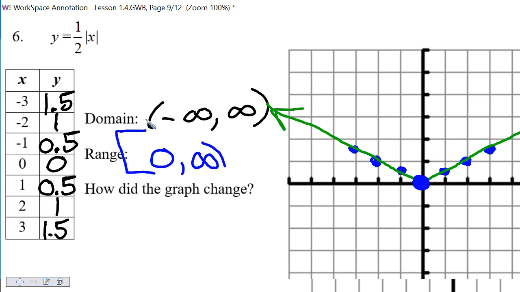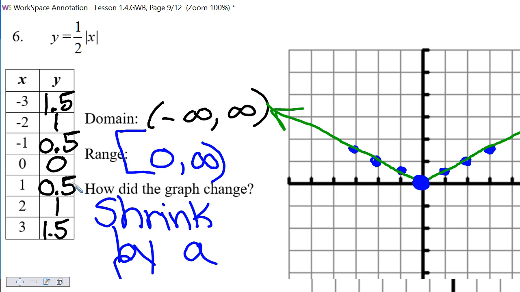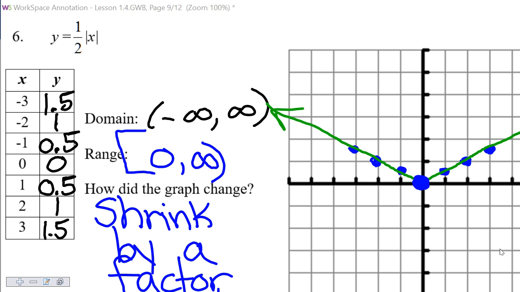And they ask us, how does this one change compared to the parent function? Did the vertex move? No, but instead of going up 1, how much does it go up? A half. So this is called a shrink. So this one shrinks by a factor of 1/2. So make sure if you say the structure shrink, you say what was the factor it was multiplied by. So this one was shrunk by a factor of 1/2.